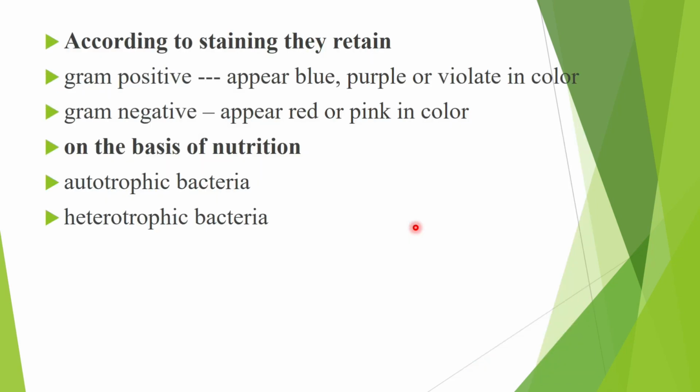So these are the classifications of bacteria according to their shape. According to staining, bacteria can be classified into gram-positive and gram-negative. After staining, gram-positive bacteria appear blue, purple or violet in color, and gram-negative bacteria appear red or pink. On the basis of nutrition, bacteria are classified into autotrophic and heterotrophic. Autotrophic bacteria can prepare their own food, and heterotrophic bacteria depend on others for food.